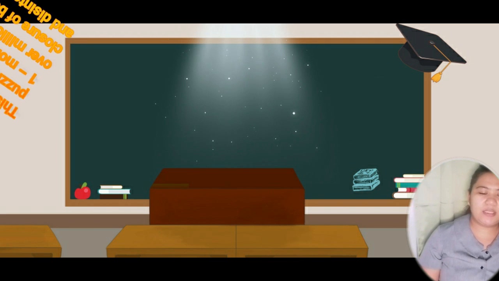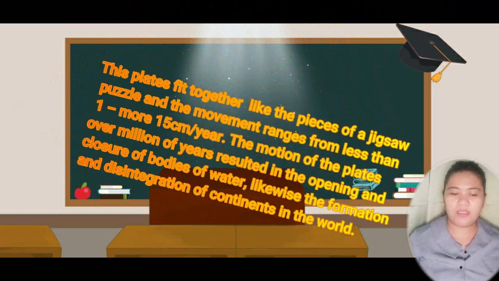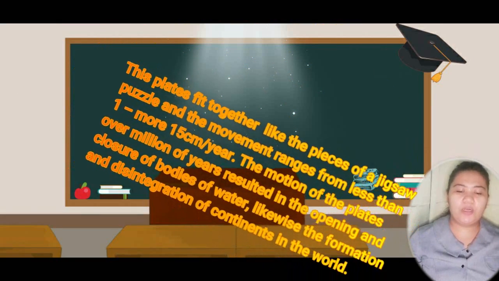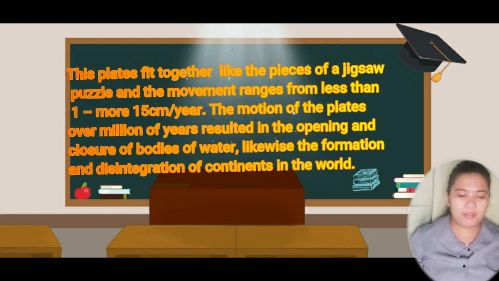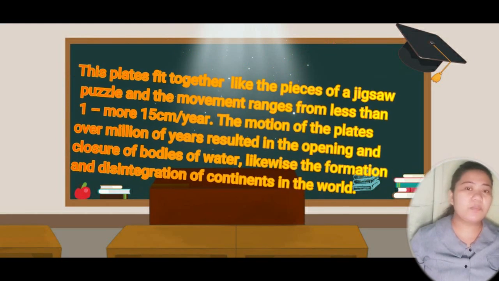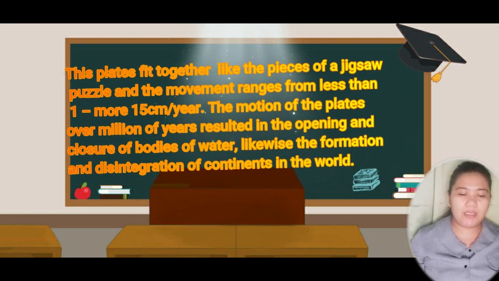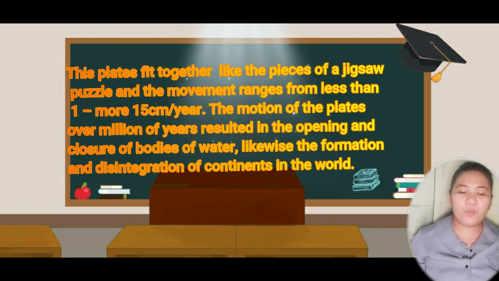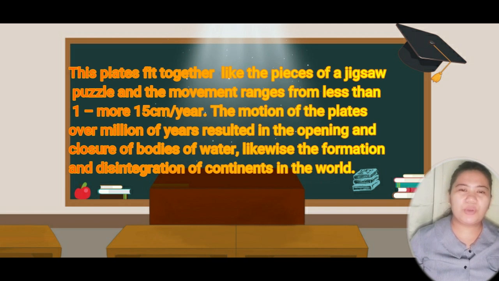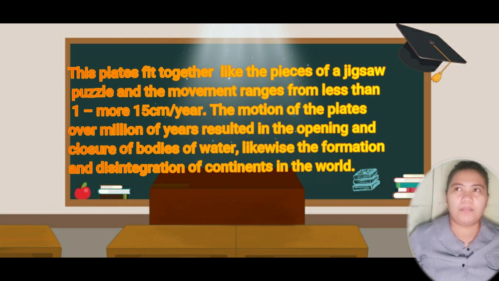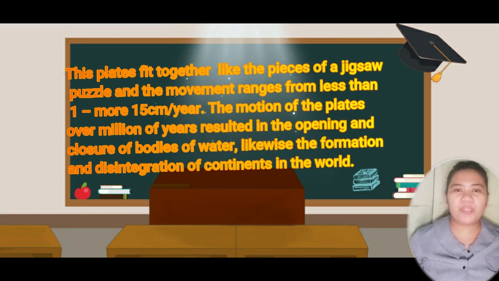The theory of plate tectonics states that the Earth's outermost layer, which is the lithosphere, is fragmented into a dozen or more large and small solid plates or slabs called lithospheric plates. These plates fit together like the pieces of a jigsaw puzzle, and the movement ranges from less than 1 to 15 centimeters per year. It depends upon the movement of each plate. For example, the Pacific plate, which is considered to be the biggest plate among the huge slabs of lithospheric plates, with its size comes its activity.